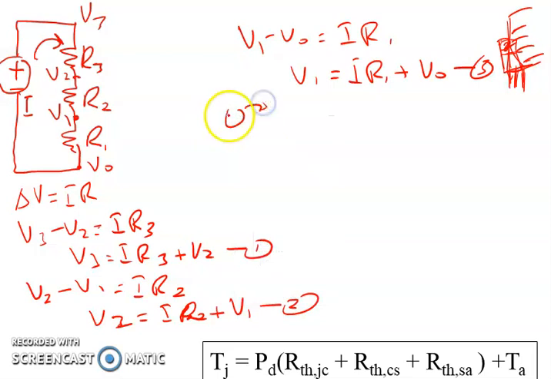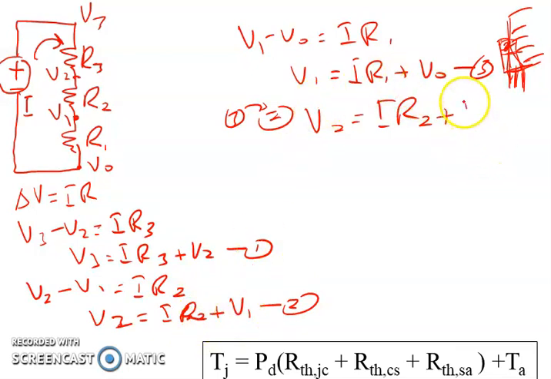So you put 3 into 2, and it becomes V2 is equal to I R2 plus V1, where V1 is I R1 plus V0. Okay, so this one becomes equation 4.